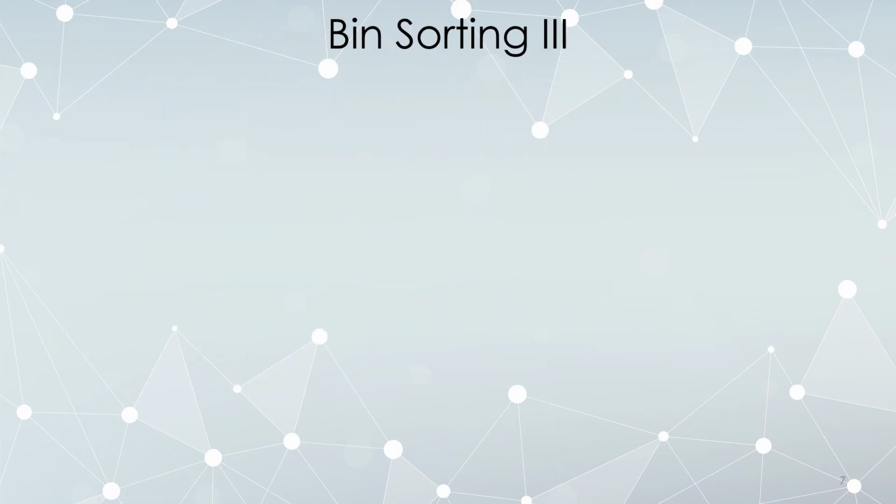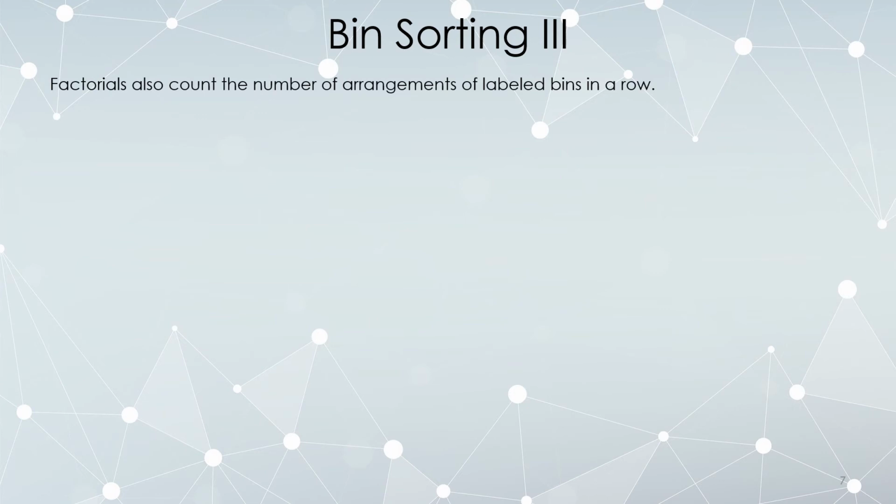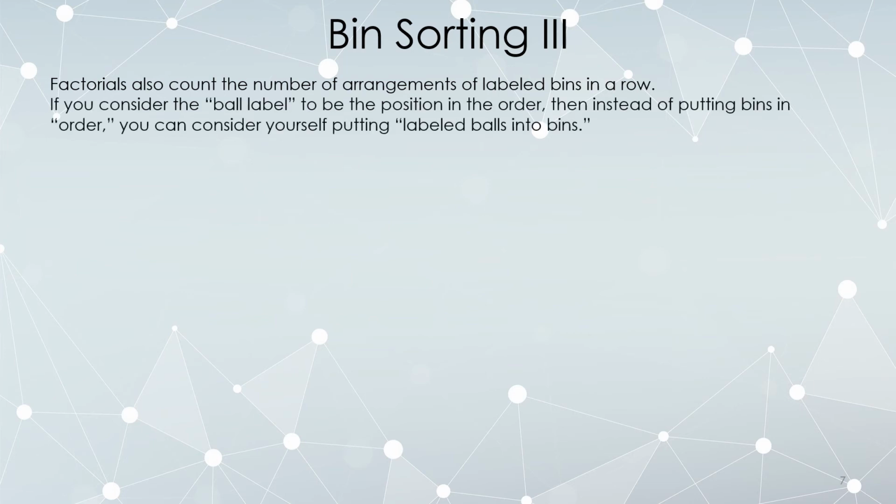Let's move on to a third bin sorting problem. Factorials are also going to be used to count the number of ways to place labeled objects in a row. So suppose you have bins labeled 1 through n, and you just want to place them in a row. So you could do, for example, 1, 2, 3, but you could also do 1, 3, 2, or 3, 1, 2, etc. You just have a collection of labeled objects and you want to place them into a row. Factorials are also useful here.